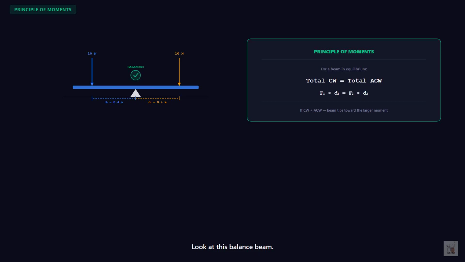Look at this balance beam. Both sides produce equal moments, so it stays level. If one side has a larger moment, the beam tips.